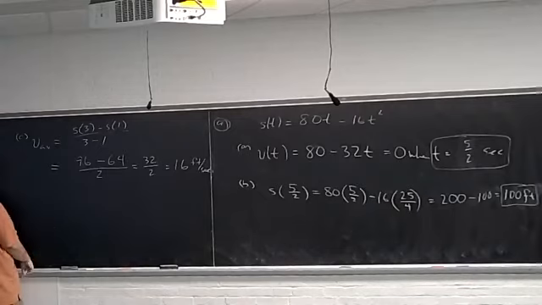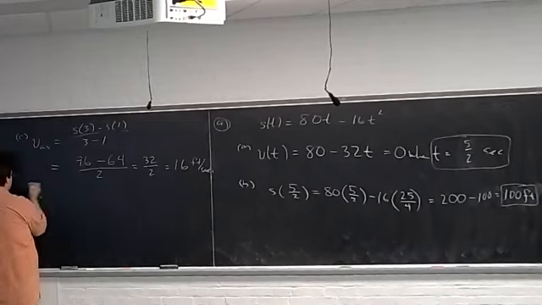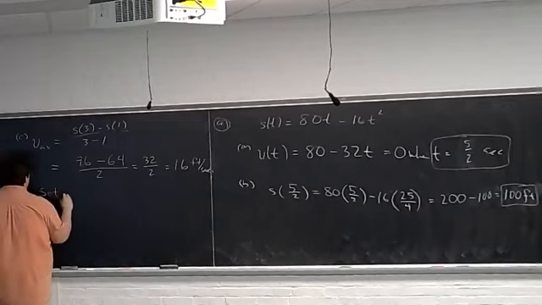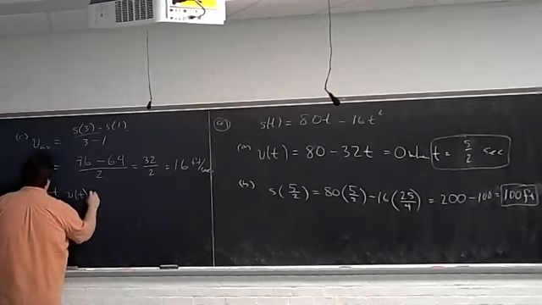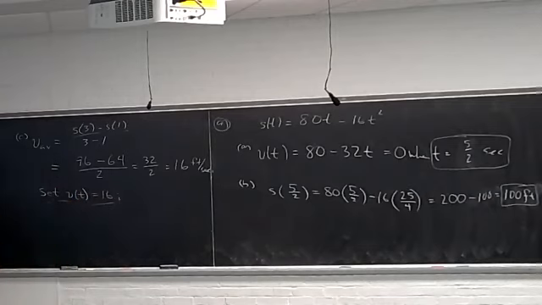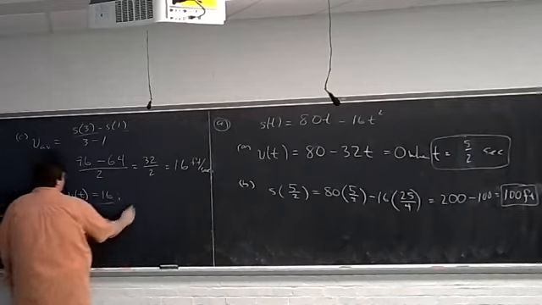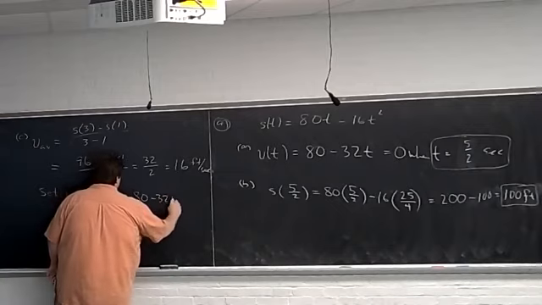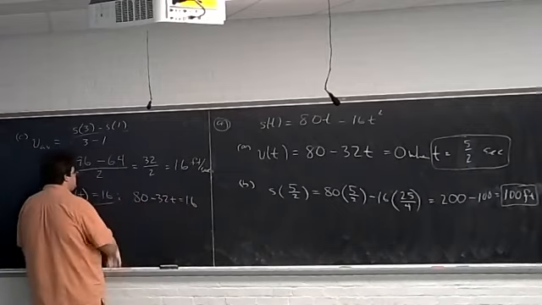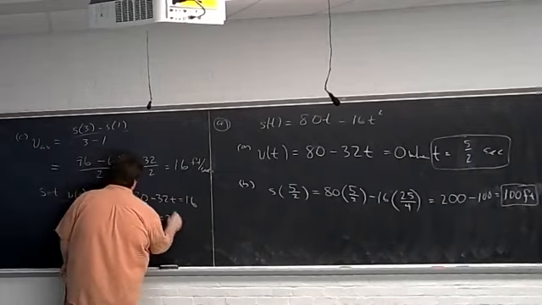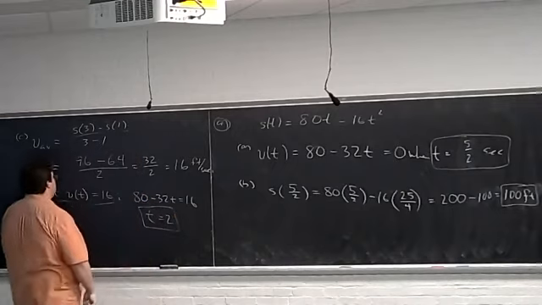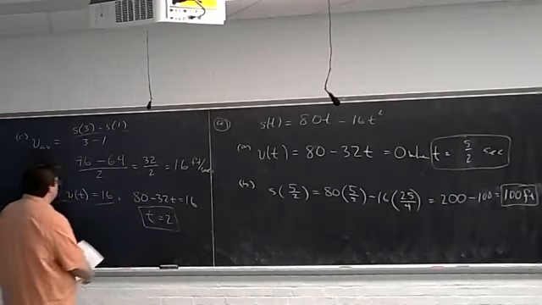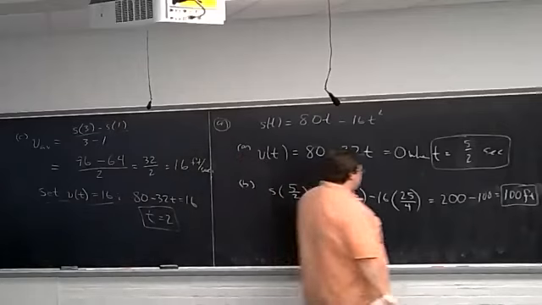This question asks, at what time does the instantaneous velocity equal that? The instantaneous velocity is given by the velocity function evaluated at any t value. So we want the time at which that equals 16. So we have 80 minus 32t equals 16. Solve for t. T equals 2. 80 minus 64 is 16. Any questions about that?